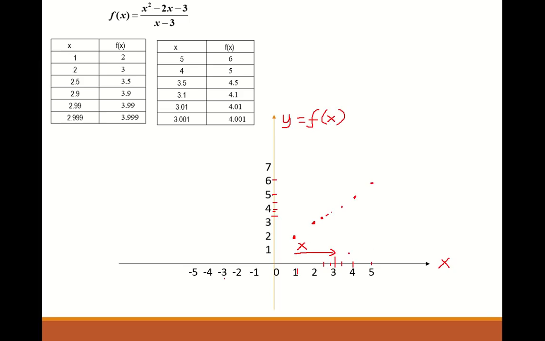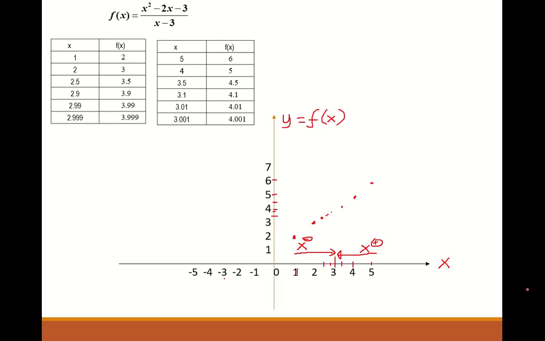And another x is approaching from the right going to 3. Okay, so we have another x here. So our x, we have a plus sign here, meaning it's coming from the right, and we have a negative here. It means that our value is coming from the left.